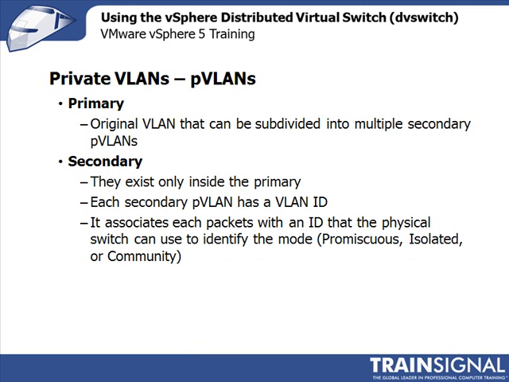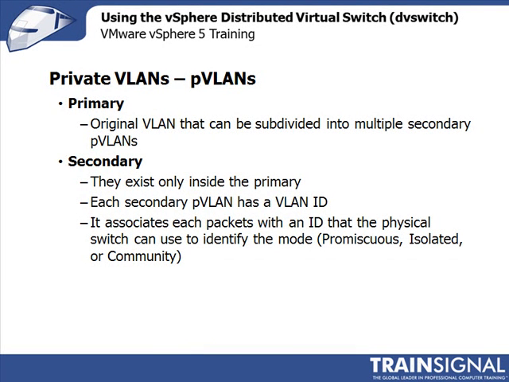So every packet that goes in and out of the secondary private VLAN gets an additional ID tagged to it so that you can identify it. That way, the physical switch it's connected to can understand that the packet coming has a VLAN ID of, let's say the original VLAN was VLAN 1, and the secondary private VLAN is 12. So the packet would look like 1.12.